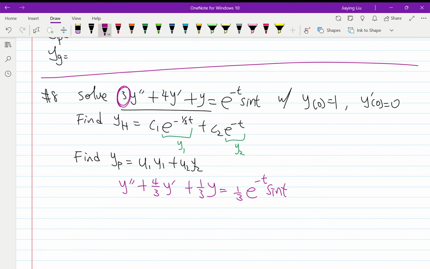We only have to do this if we use variation of parameters. If we use undetermined coefficients, we don't have to divide by 3. Because the 3 in front of the y double prime is going to affect the f of x later on when we use them to find u1 prime and u2 prime.